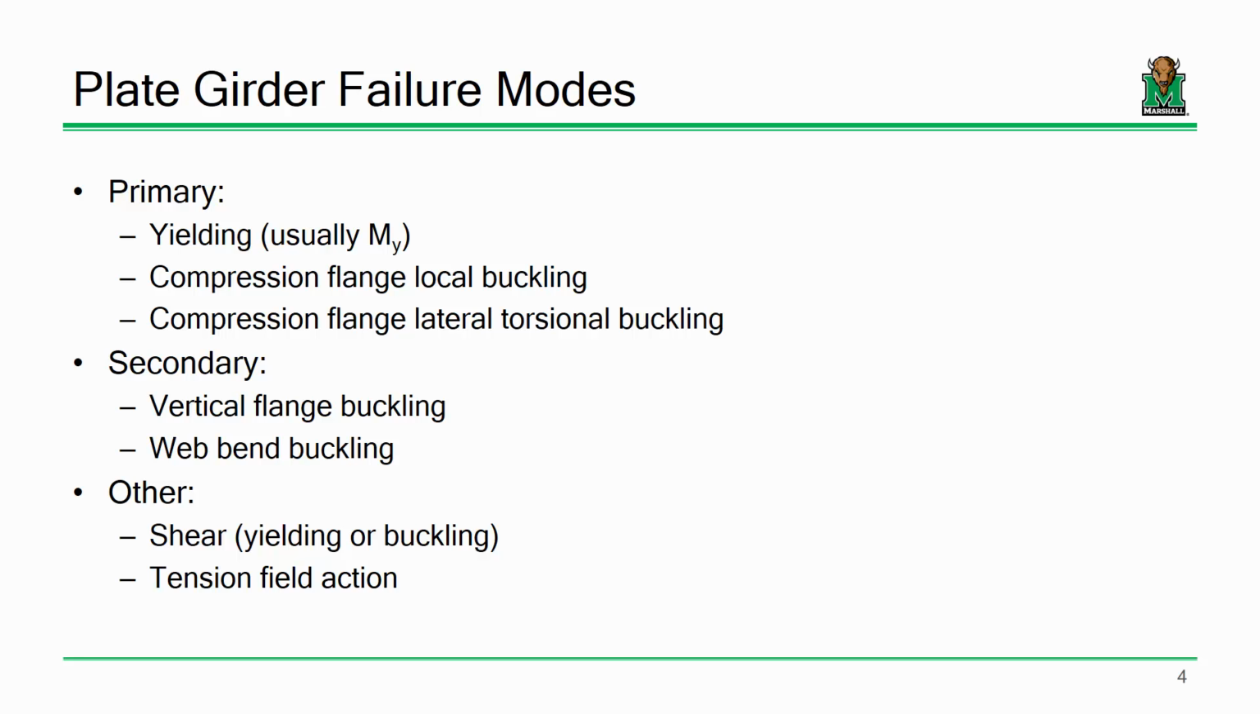Plate girders, because they're a little flimsier and because they are a little more complicated in terms of the mechanics, there's a little bit more stuff going on. We can have compression flange buckling, compression flange lateral torsional buckling. We can have vertical flange buckling of the girders. And don't worry, we're going to spend a fair amount of time talking about a lot of this.